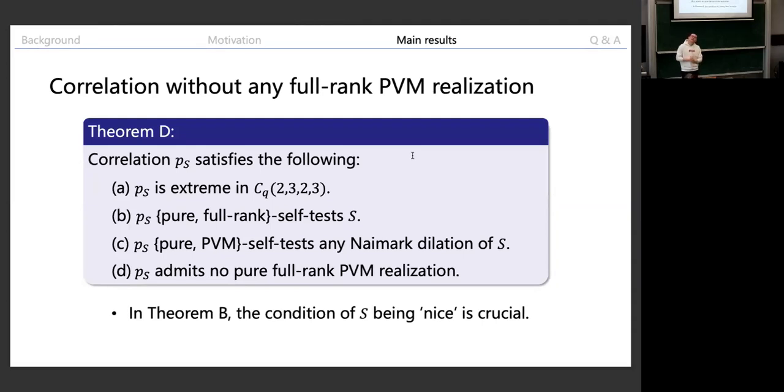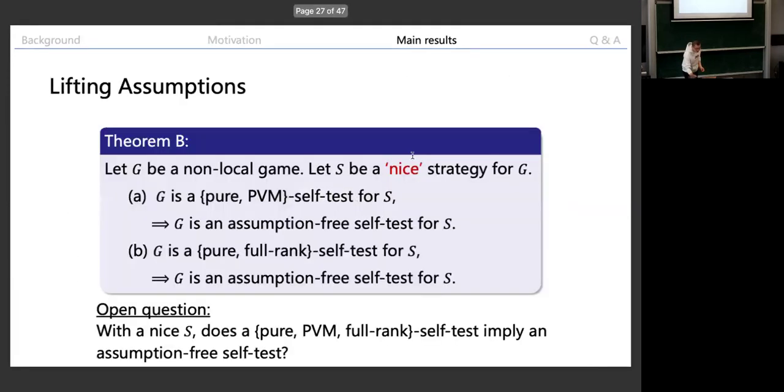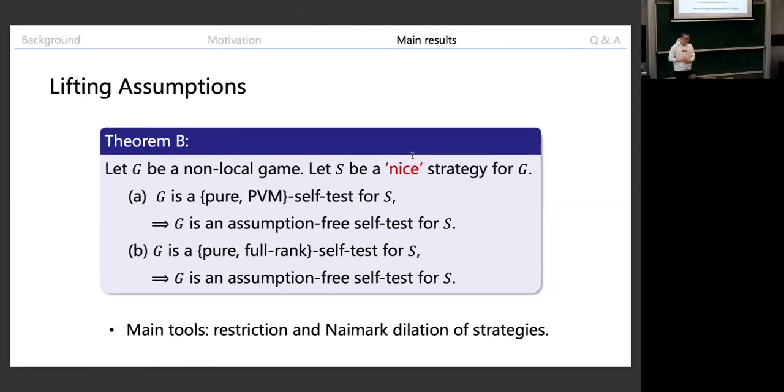It also implies that in our main theorem, theorem B, just to remind you, in our theorem B, we show that if your canonical strategy is nice, then we can remove those assumptions. But here in our example or counterexample, we show that there is a case where S is not nice, then you cannot remove those assumptions. So the condition of S being nice is really critical in our main theorem.